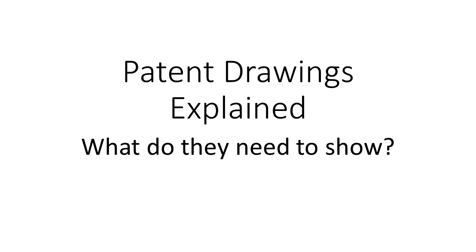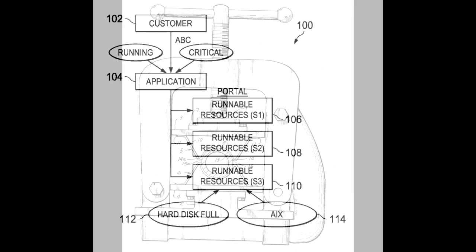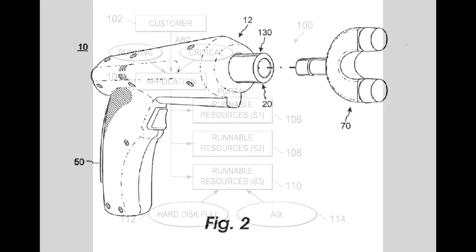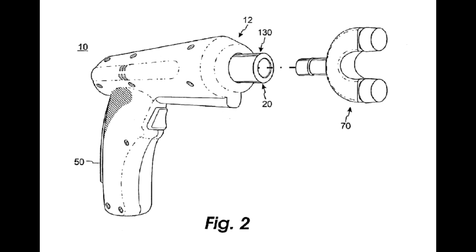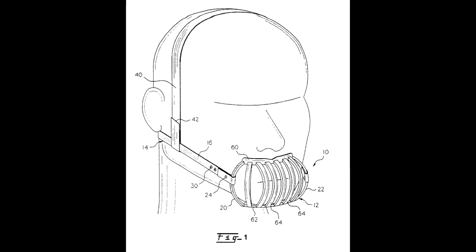In this episode, we'll be covering the basics of patent drawings or illustrations and what they need to show. Note that this episode covers drawings for regular patent applications. For provisional patent applications, there are no formatting rules. Most any drawing is accepted. For regular patent applications, there are rules and also some best practices.